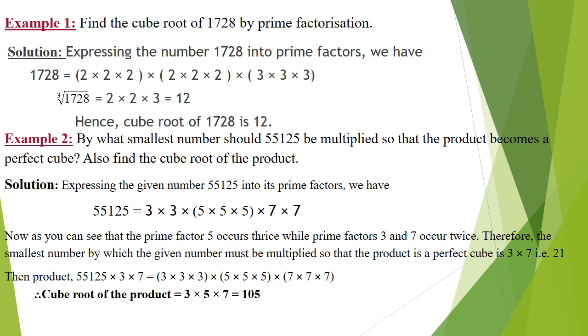Then the product will be left hand side into 3 into 7 and right hand side into 3 into 7. And after we multiply by 3 into 7 on the right hand side of the equation, we have converted 3 also into a triplet and 7 also into its triplet. Therefore, the cube root of the product is equal to 3 into 5 into 7, which is equal to 105.